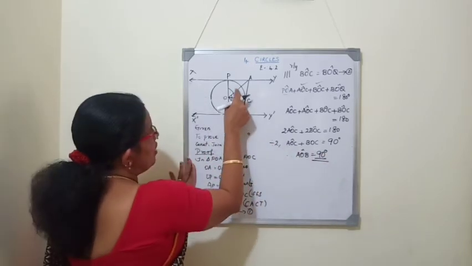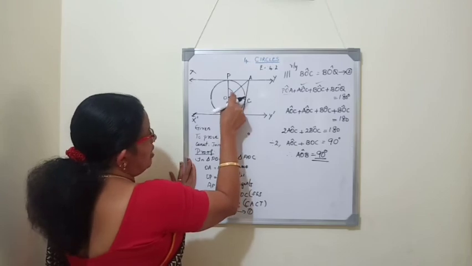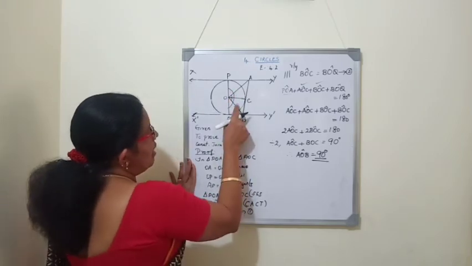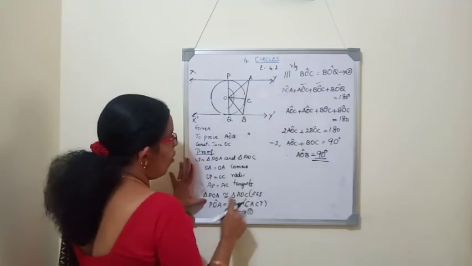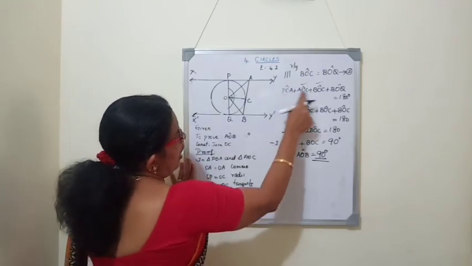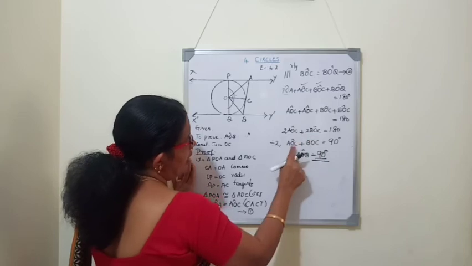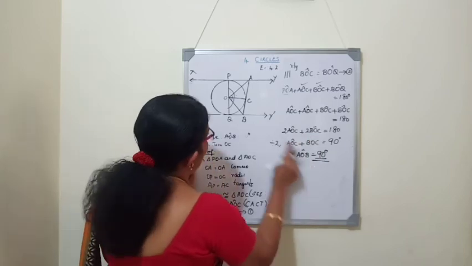So, we will prove these two triangles are congruent and we will consider these two angles are equal. In a similar way, the next two triangles are congruent and angles are equal. Add all the four angles, change two angles, double it and divide by 2, and we will get AOB is 90.